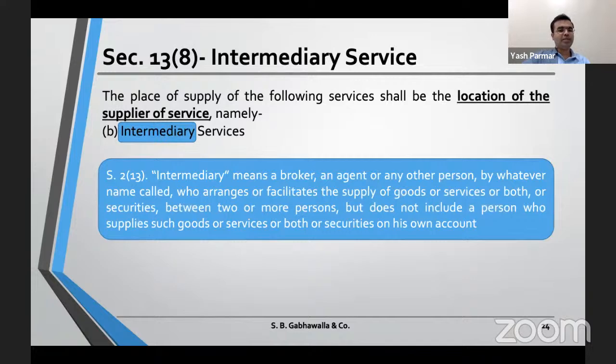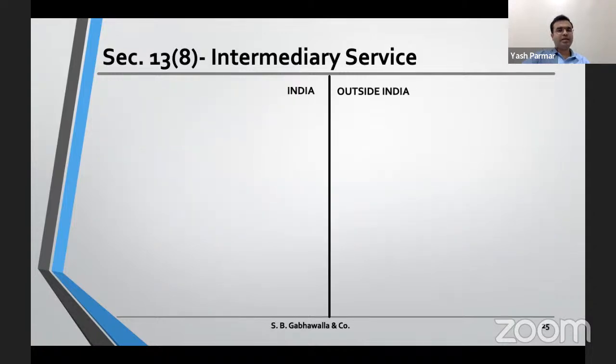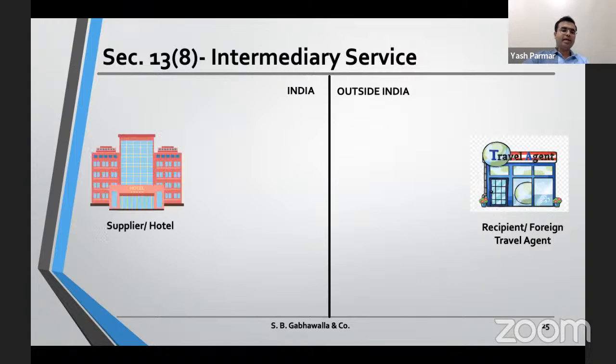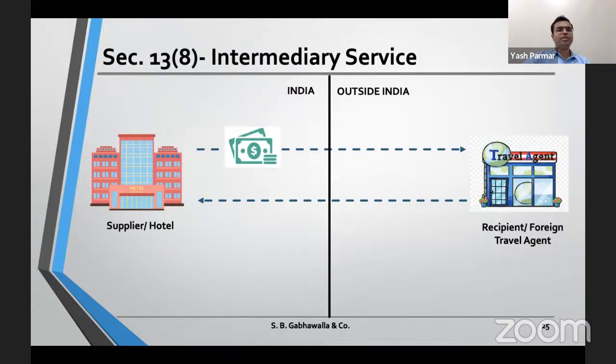So basically, intermediary means an agent or a broker. Now let us try to understand this with the help of an example. Say there is a foreign travel agent who is located outside India, and there is a hotel located in India. This hotel has listed its property on the website of this foreign travel agent, and the customers of this foreign travel agent are booking rooms in the hotel which is located in India. Now, in this case, the service is given by the foreign travel agent to the hotel located in India, and the hotel will be paying commission to this foreign travel agent.